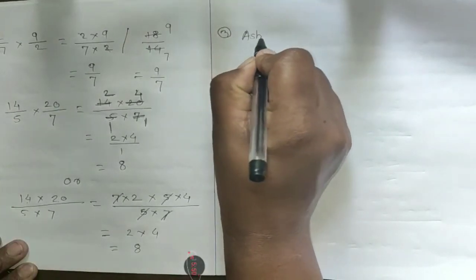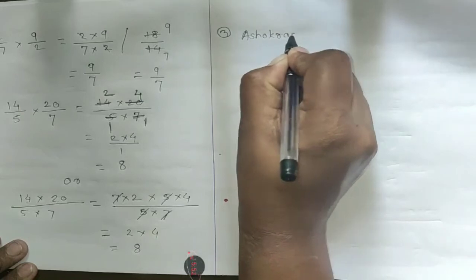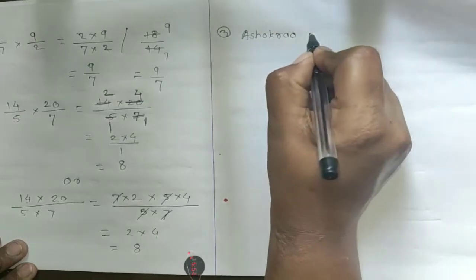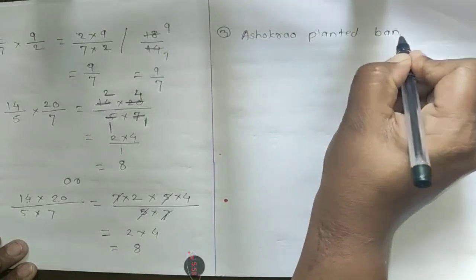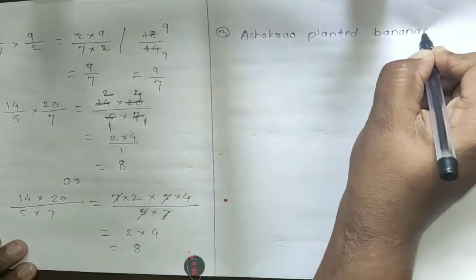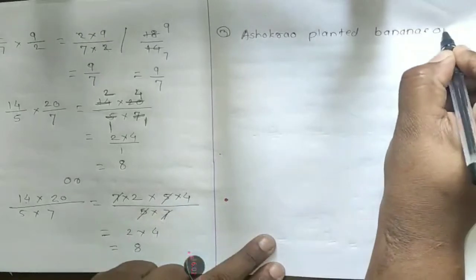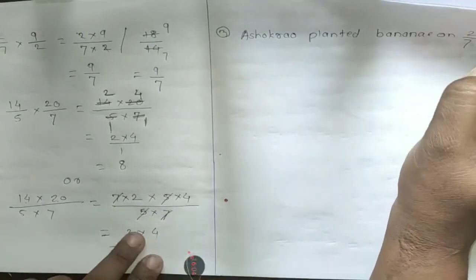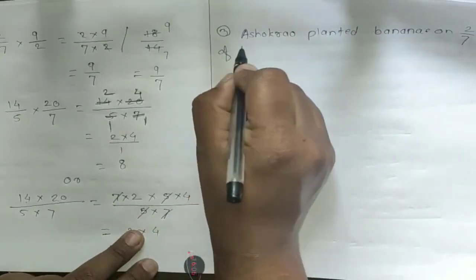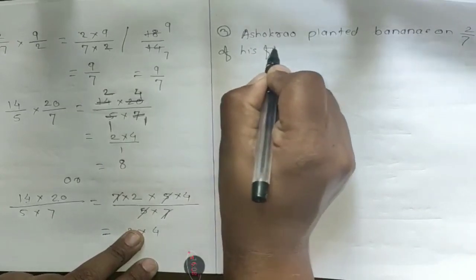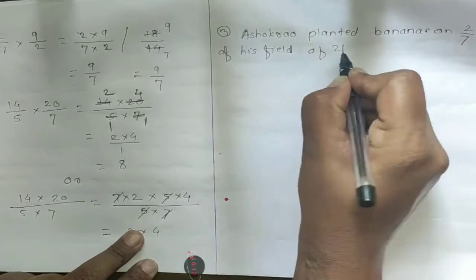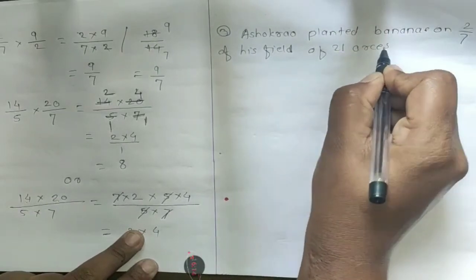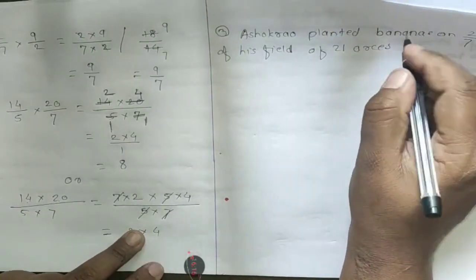Ashok Rao planted bananas on 2/7 of his field, of 21 acres. How many acres of land does he have? So 21 acres of land we have. What is the area of banana plantation?